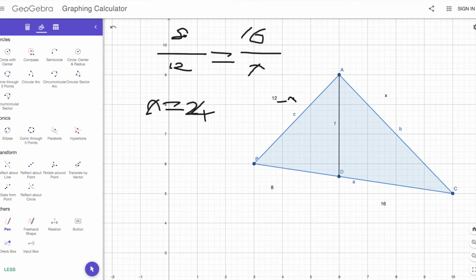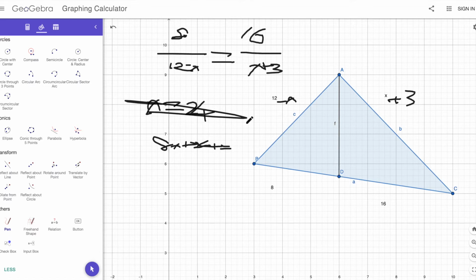Let's say this is actually 12 minus x, and this is x plus 3. We can still plug it into the equation, except this time we'll use cross multiplication. If we multiply that over, we get 8 times (x plus 3), which is 8x plus 24, equal to 16 times 12 minus 16x, and then you can go on solving it by doing algebra. This is a very interesting theorem that people can use.